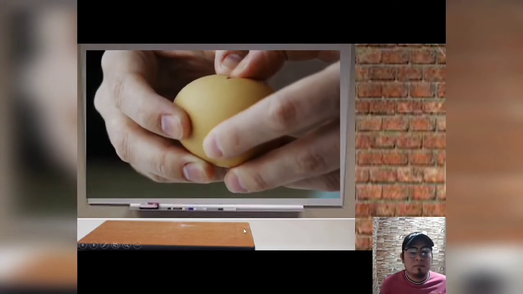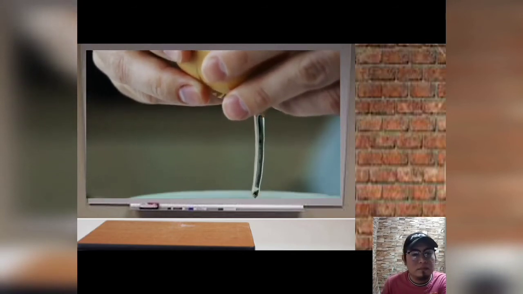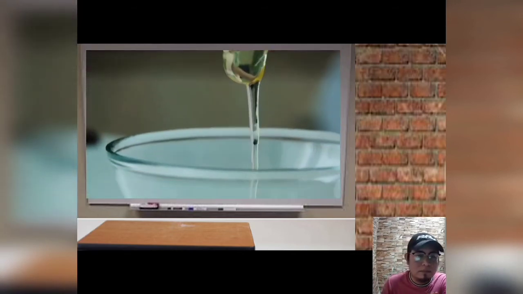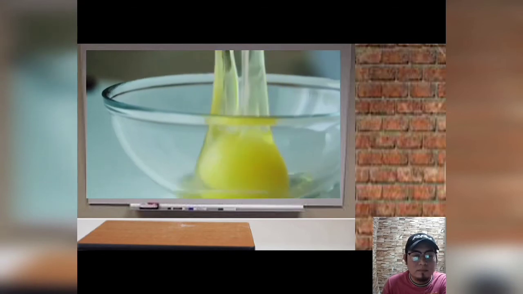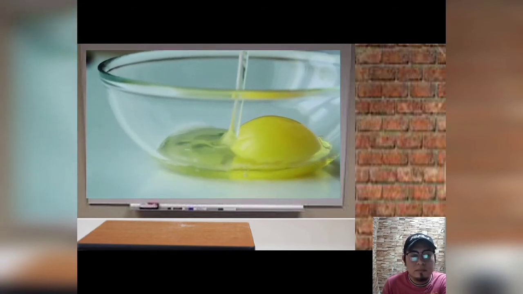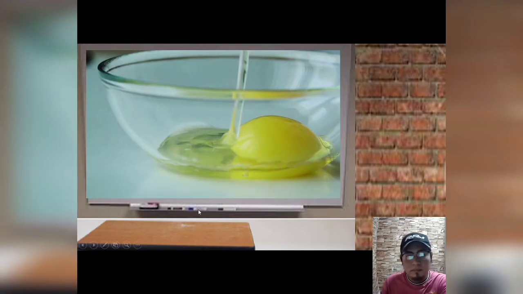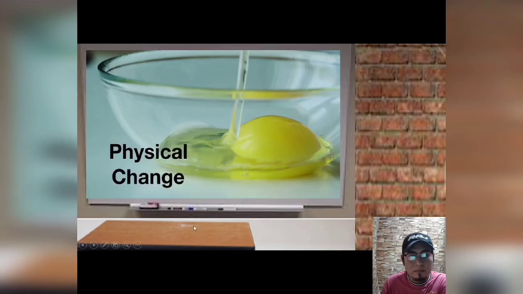Watch as this person cracks an egg into a bowl. Which of the following clues for a chemical change do you see happening? Well, the color is not changing, there's no smell released, there's no gas released, and the temperature is not changing. In fact, all that's happening is we're changing the shape and size of the egg. So cracking an egg is an example of a physical change.